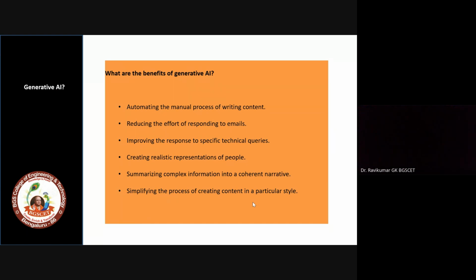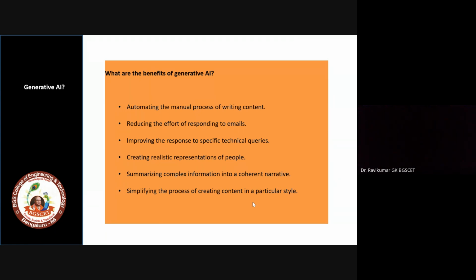This is very important: creating a realistic representation of people. Earlier, when a toll-free number was called, a person had to sit and answer all those questions, but it is not like that nowadays. Using generative AI, you can have a realistic representation of how people would reply in the call. Similarly, we can have the same kind of reply and presentation using generative AI. This is one of the best examples of the advantage and benefit of generative AI.